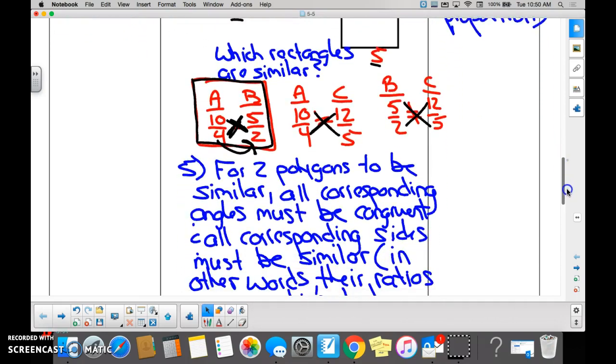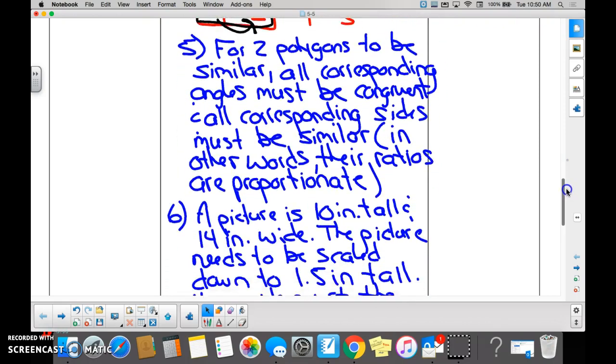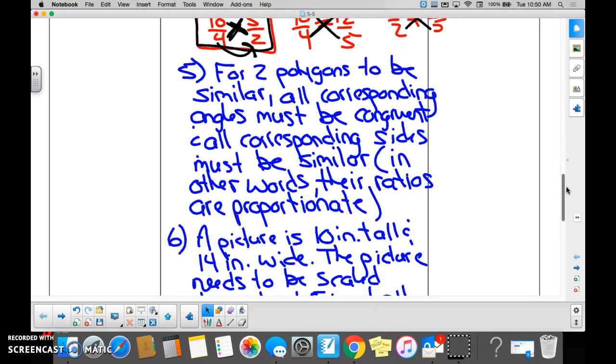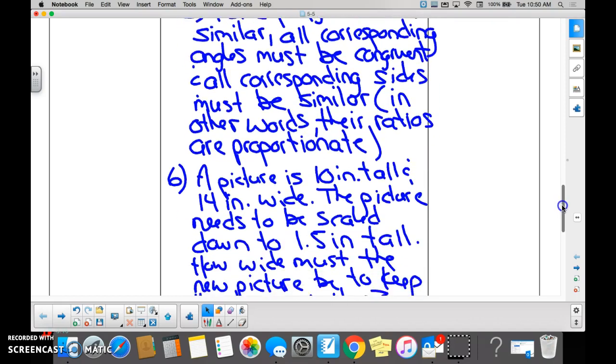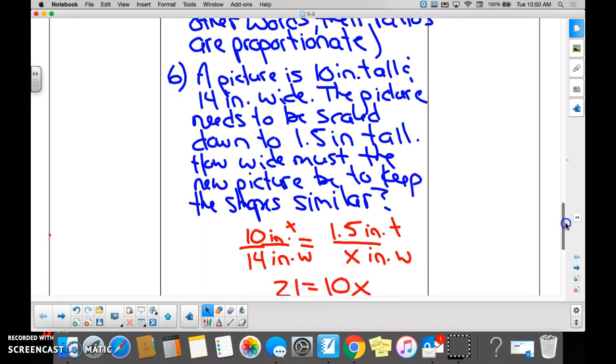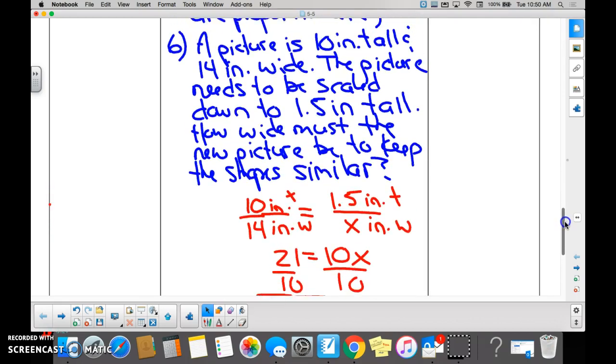And then for number 5, we gave you the rule, which is what we talked about at the very opening. Angles are always congruent on similar shapes. Side lengths are going to be proportionate when you put them into a ratio. And then the last one would be your picture question, in which you had to write your proportion. Really important that we line up our labels. 10 inches tall over 14 inches wide is equal to 1.5 inches tall over x inches wide. That's how we wrote that proportion. And then we use cross products to solve for our variable x. Questions, comments?